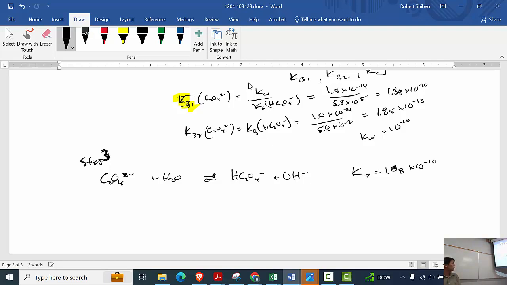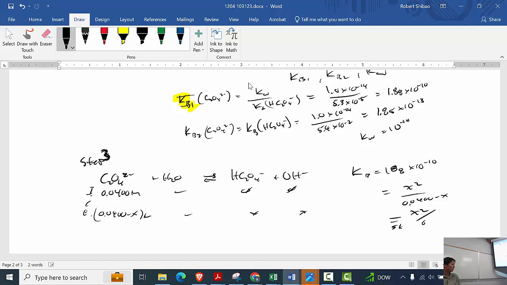All right, so the oxalate that we ended up with here initially is 0.0400. And then we're going to end up with 0.0400 minus x at equilibrium, and then x and x. And so this is just going to be x squared over 0.0400 minus x. We'll try the simplifying assumption. And so this will be x squared over 0.0400.